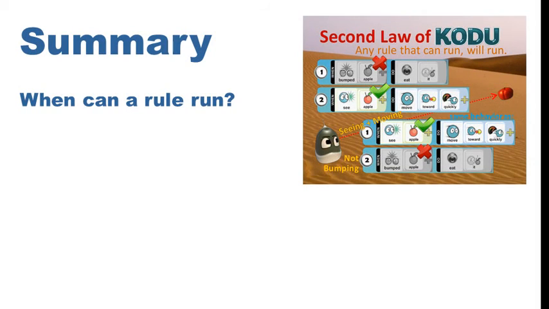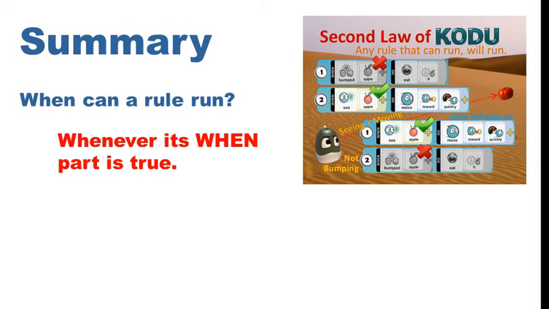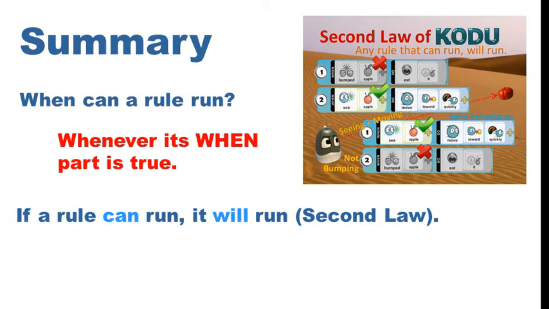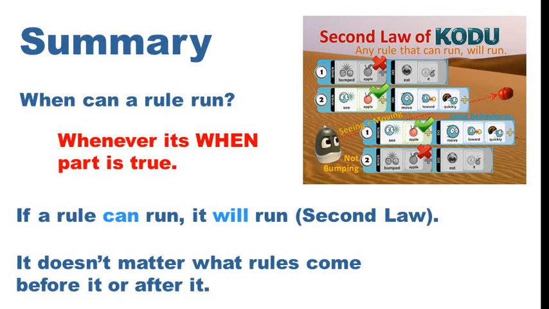When can a rule run? A rule can run whenever its when part is true. The second law tells us that if a rule can run, it will run. It doesn't matter what rules come before it or after it.